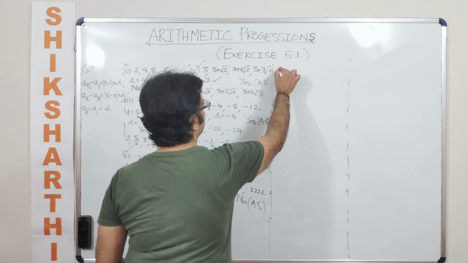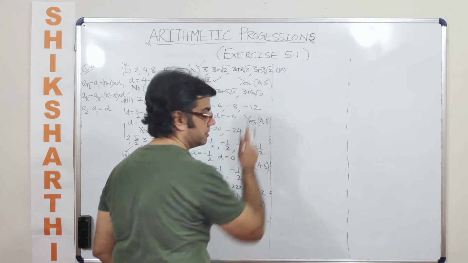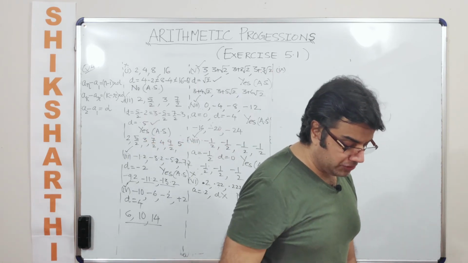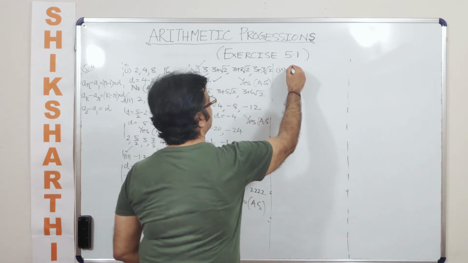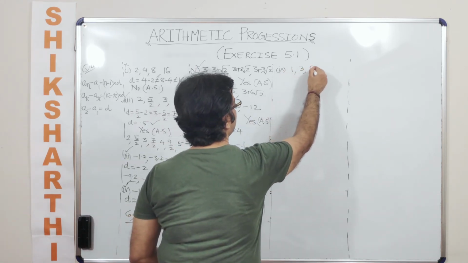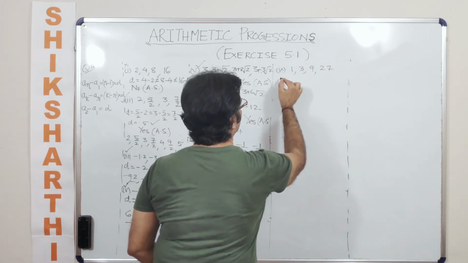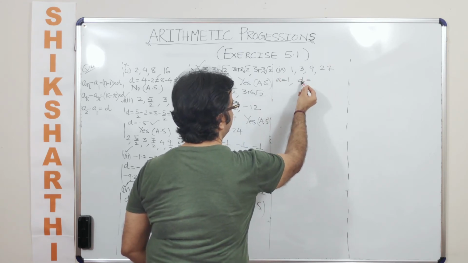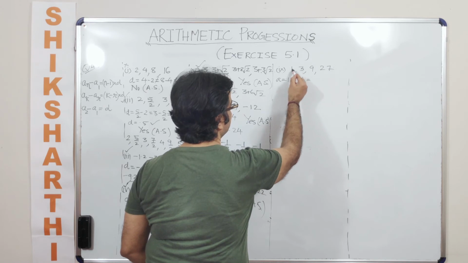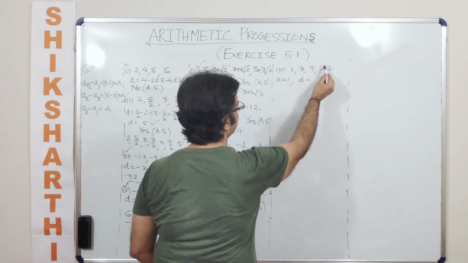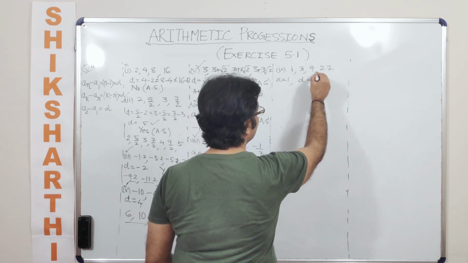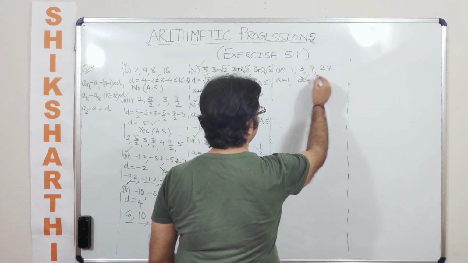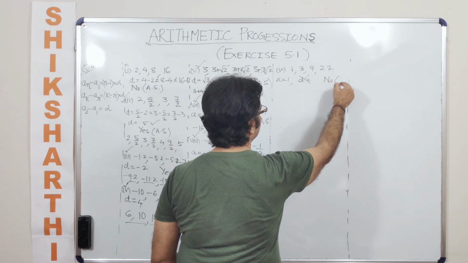Let's talk about subpart 9. So subpart 9 says 1, 3, 9 and 27. So the first term is 1. Now, do you have a common difference here? So 3 minus 1 is 2. Then 9 minus 3 is 6. 27 minus 9 is 18. So you do not have a common difference here. No, it is not an arithmetic series.